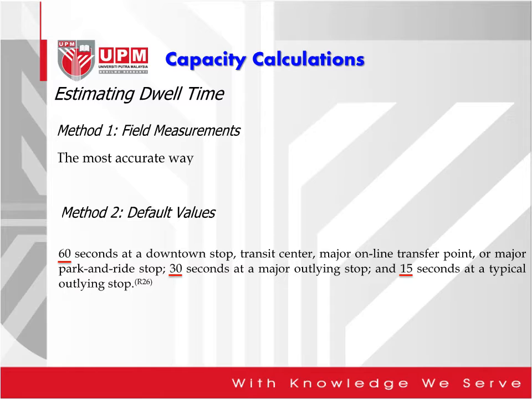And the second method is a very lazy method. You just use the default values, for example, 60 seconds for the downtown stops, 30 seconds for the major outlying stops, 15 seconds for the typical outlying stops. Of course, this is not strongly encouraged.